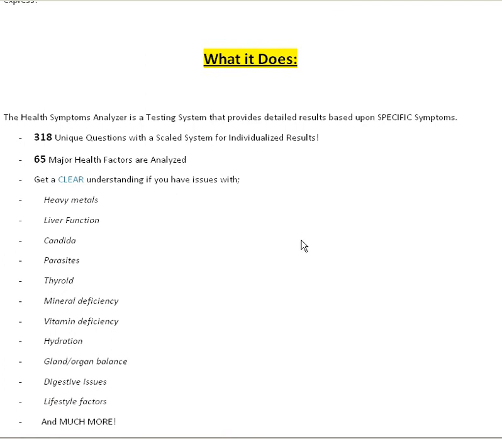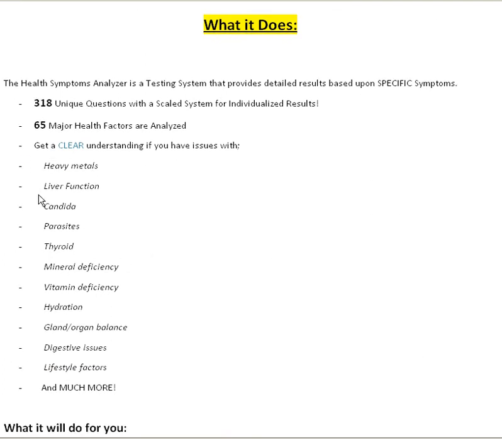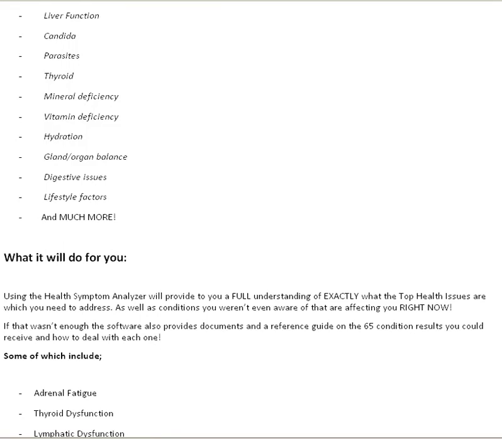So, for instance, we list here heavy metals are analyzed, your overall liver function. It actually will determine how big of an issue Candida is for you. Parasites, and if you have a thyroid issue, it actually determines that as well, which is great, along with specific mineral and vitamin deficiencies. So if you, for instance, need chromium or you need B12, it's going to show up, and it's quite good at actually determining these, and that's huge for some people who might just need a simple vitamin or mineral that they weren't even aware of, in a higher dose than you could typically obtain through multivitamins and such. So this will tell you exactly what you need in that instance.